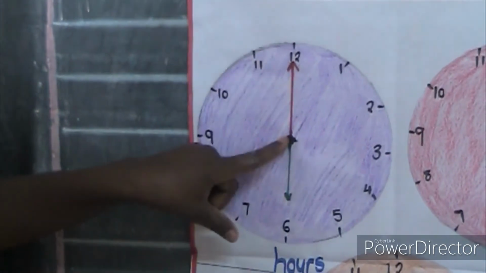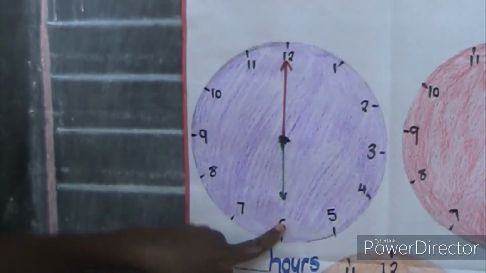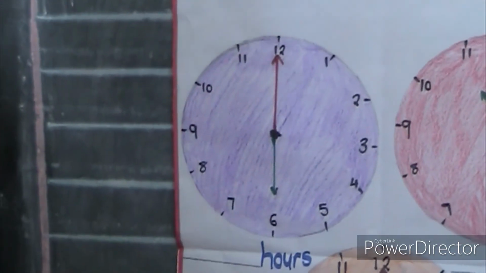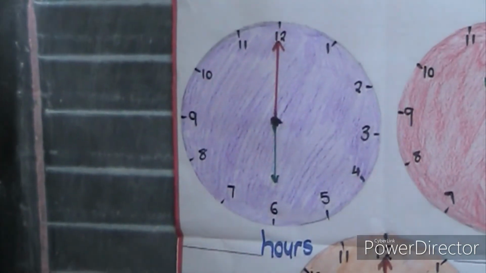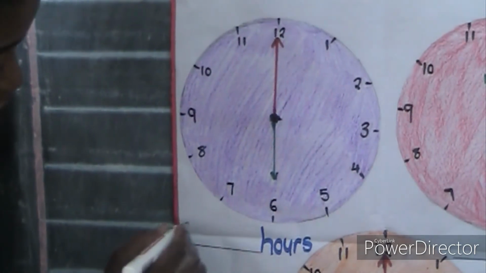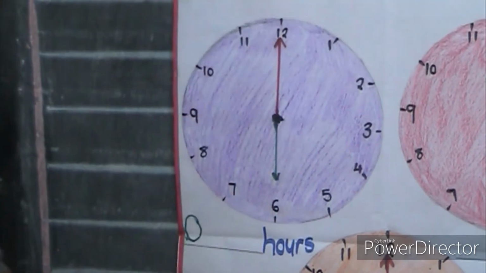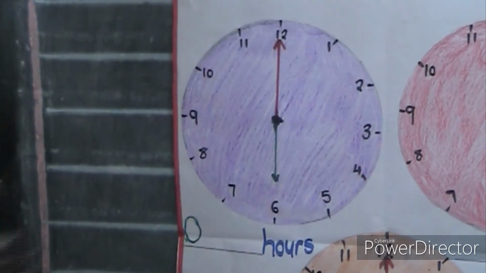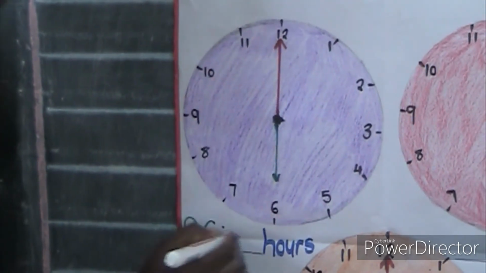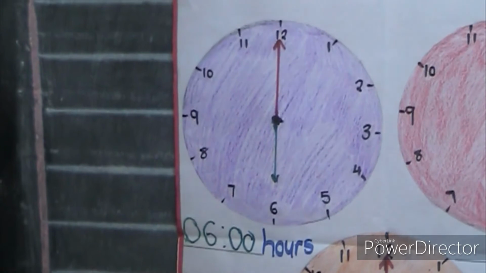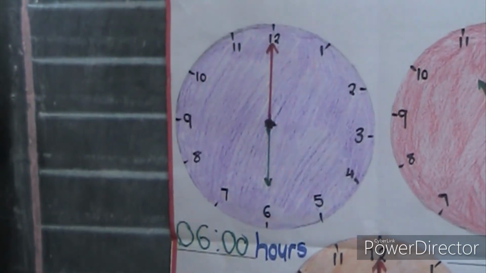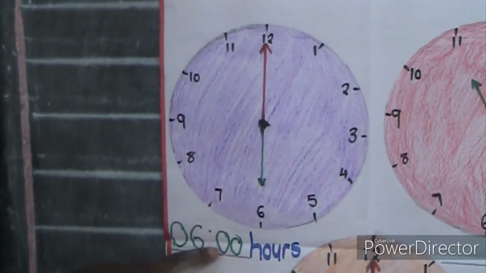On the green one it is pointing at 6. And 6 is a single digit number. So when writing the time, instead of starting with 6, you're going to start with a 0. You get your pencil, you write a 0 there in front because 6 is a single digit number. Then you write 6, then 2 zeros. By doing so, you have written time in the morning. So our time on this clock is showing 06 hours.